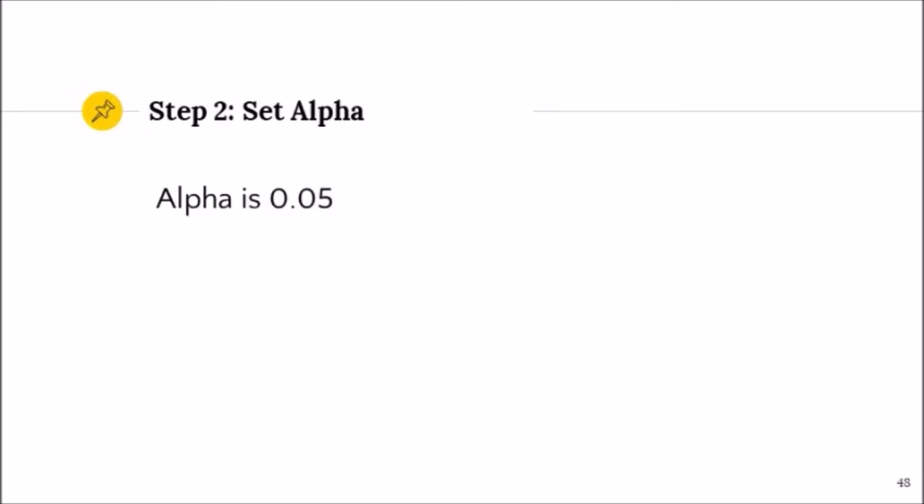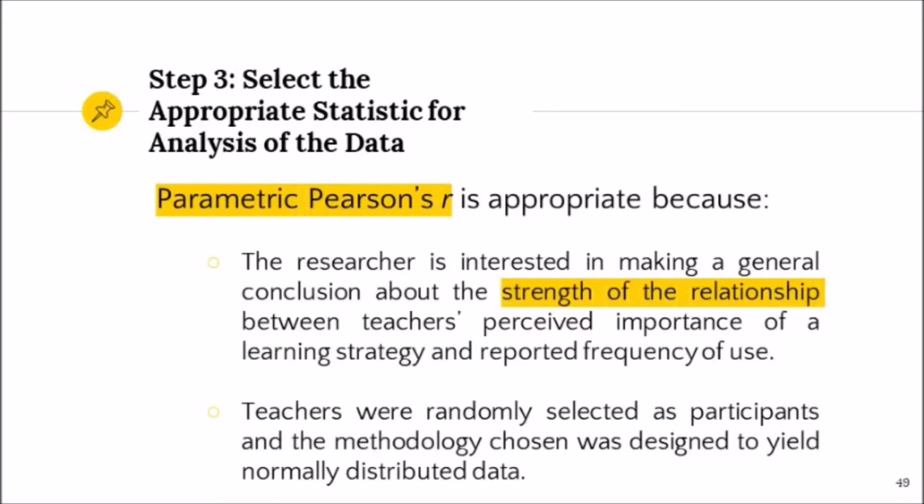The second step is to set the alpha to 0.05. The value was set that way because this is an exploratory problem. The third step is to select the appropriate statistical analysis for the data. In its clearest sense, Pearson R is the most appropriate tool to use because of 4 reasons.